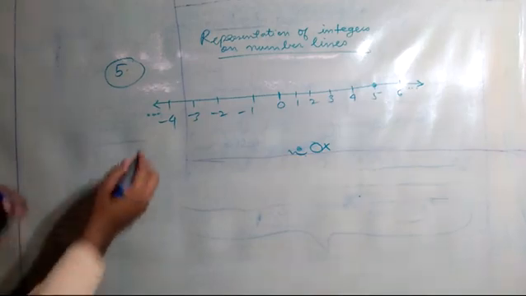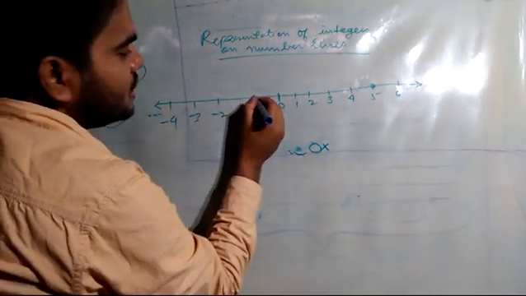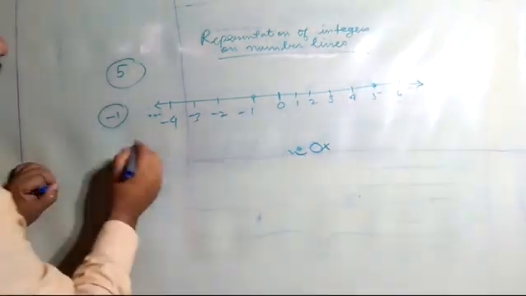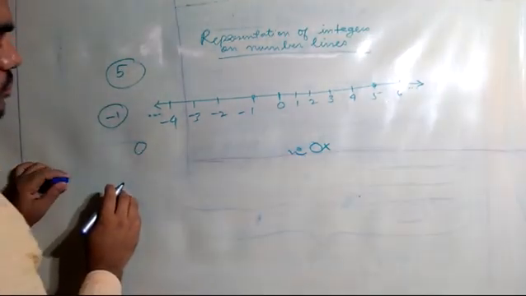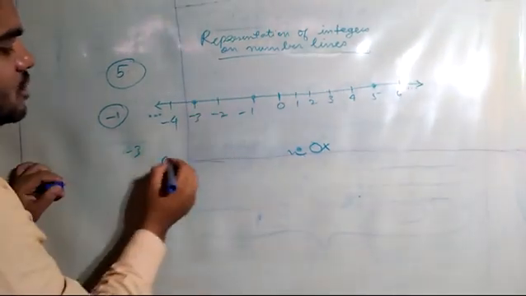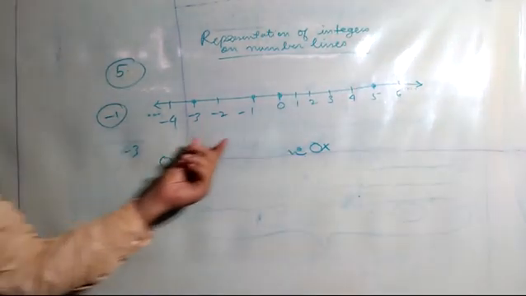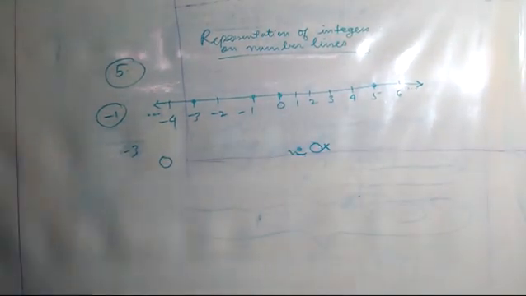Now second, if I ask you to mark -1, -1 is here. So here again we will mark like this. Mark -3. -3 is here. 0 is here. Like this. So in this manner, you are going to represent numbers on a number line. Now there will be another type of question. This was just a simple problem of how we mark one particular number.